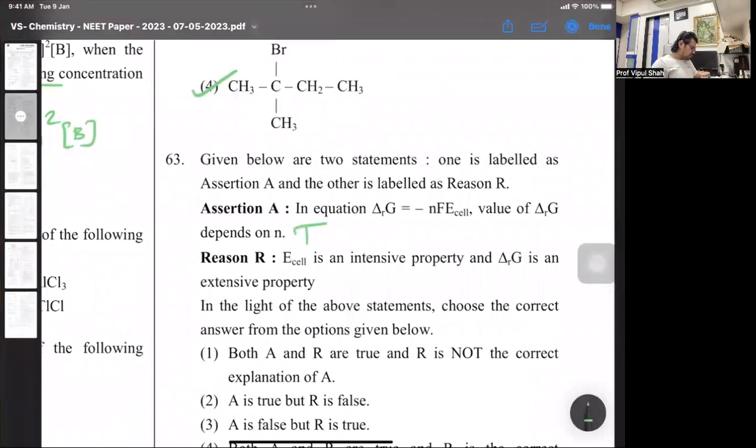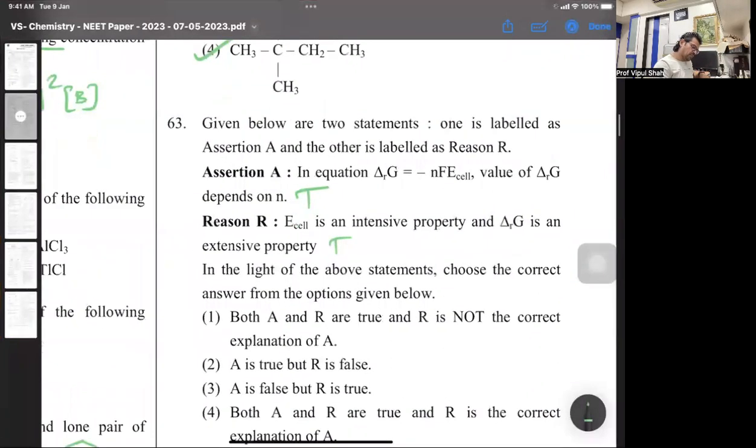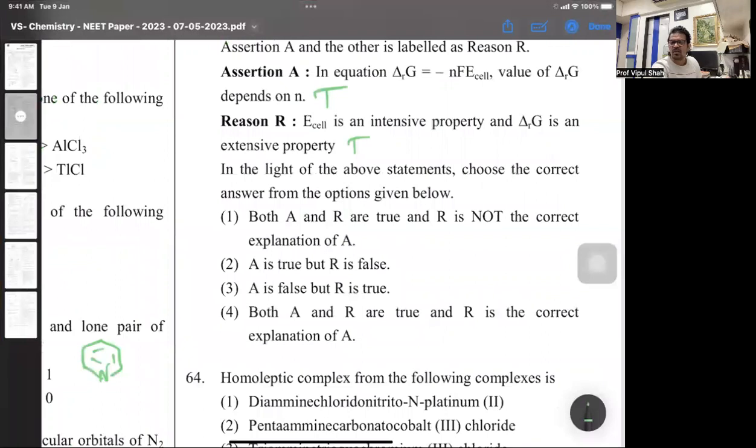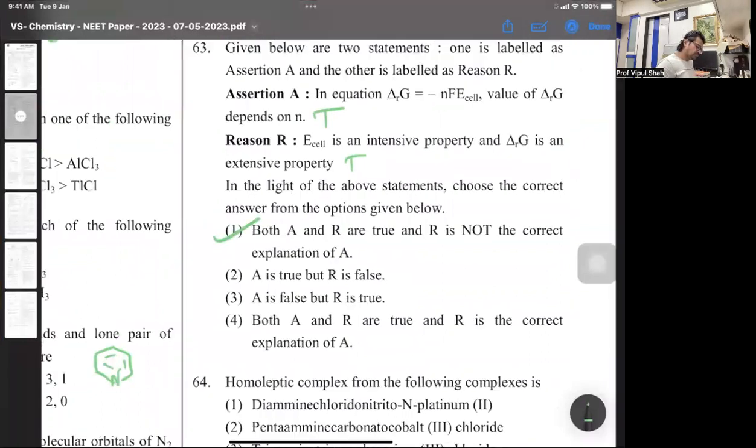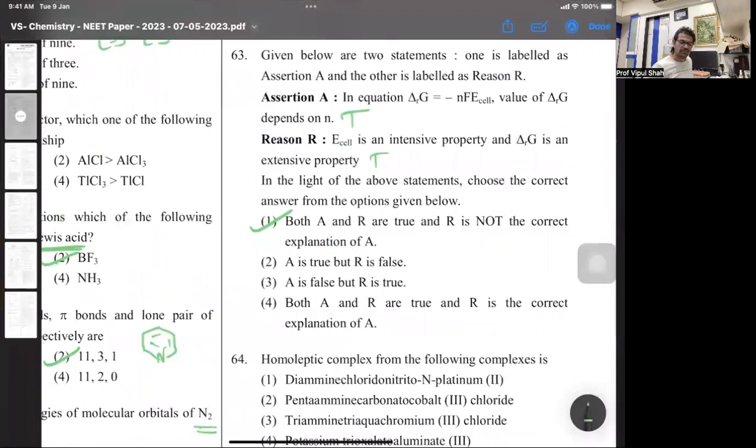In the second one, what it's trying to say over here is that E of the cell is an intensive property and delta G is extensive. This is also true. But in the light of that, what is the part over there? Assertion and reason are right, but the reason is not the correct explanation, because in the reason, it should have been only that delta G is extensive, nothing to do with E of the cell. All right. So that's why, assertion and reason both are true, but reason is not the correct explanation of A over here. So here the answer will be the first one. So 63 is the first one.